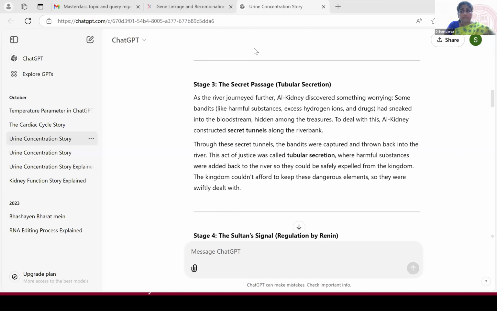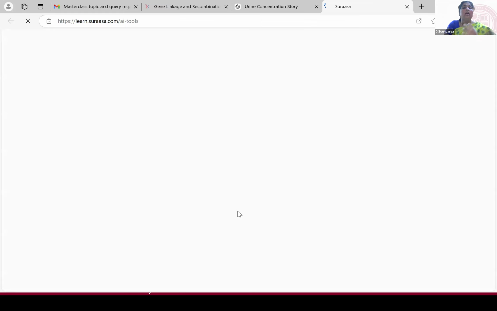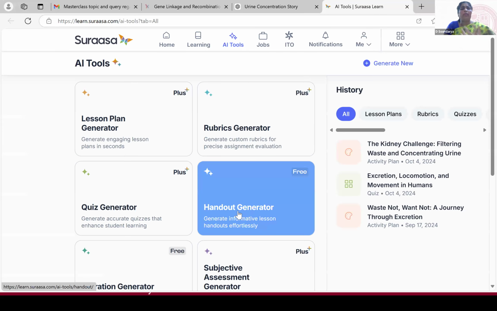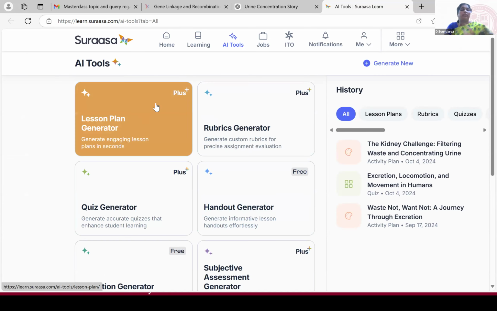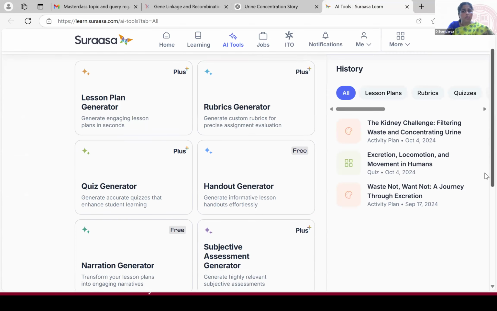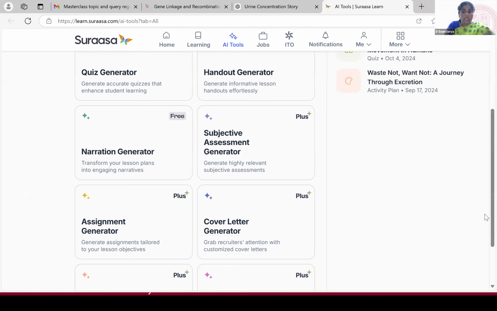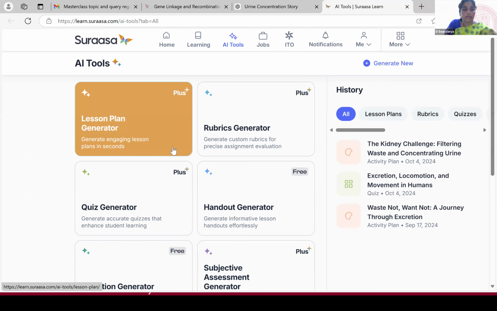In the same way, I have one more interesting platform which I want to share with you. I think Surasa has given us a great platform to search upon so many different kinds of AI tools. If you notice here, you have so many AI tools like lesson plan generator, rubrics generator, quiz generator, handout generator. So many options they have given for us. So how do you go about generating any of this? I will just show you one of them.